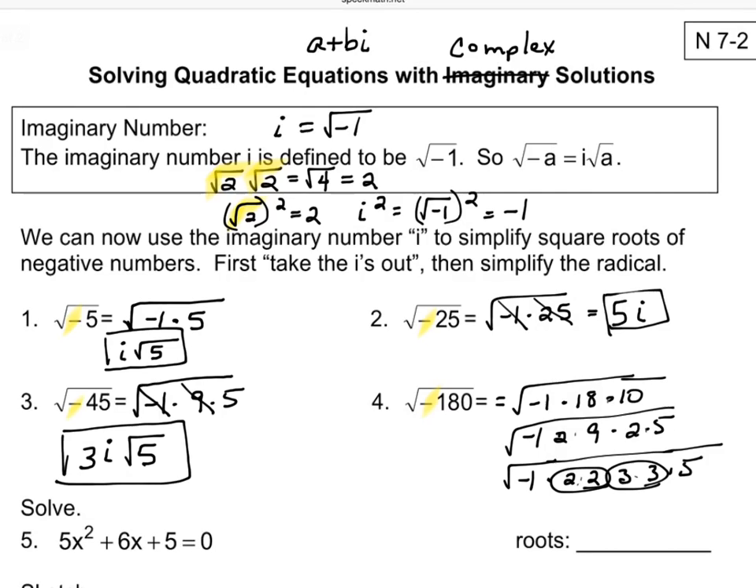Okay, so what do we have? Well, we have an i from the negative 1. The square root of this group is 2, and the square root of this group is 3. So that's going to be 2 times 3, or 6, that comes out from under the radical. And we're then left with the square root of 5. So 6i times the square root of 5 is your answer for the square root of negative 180.